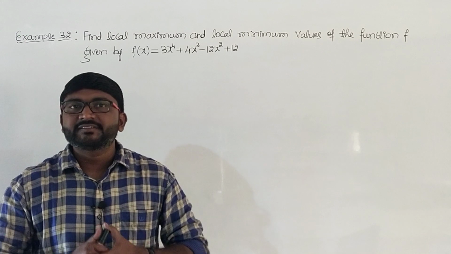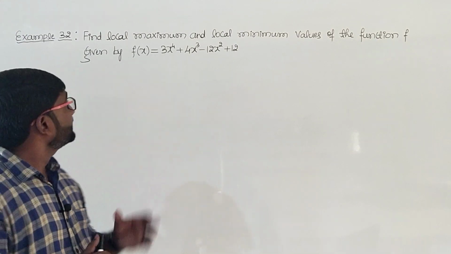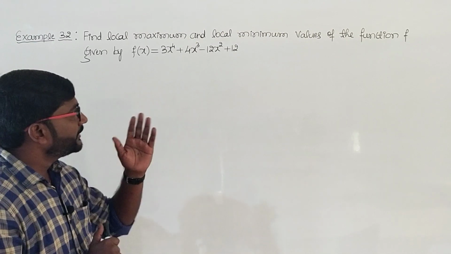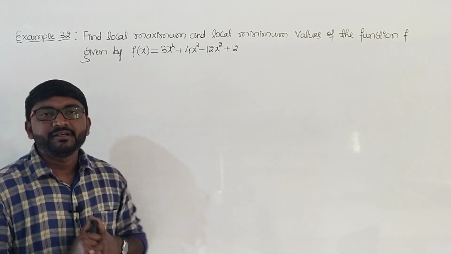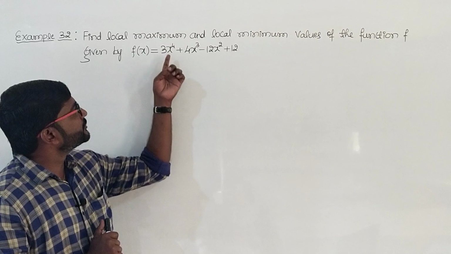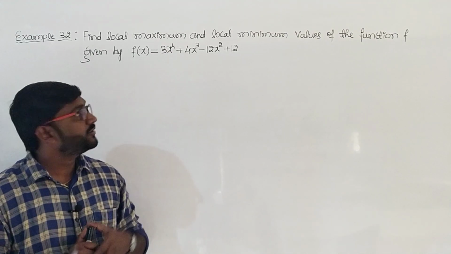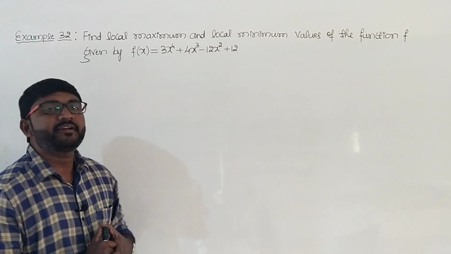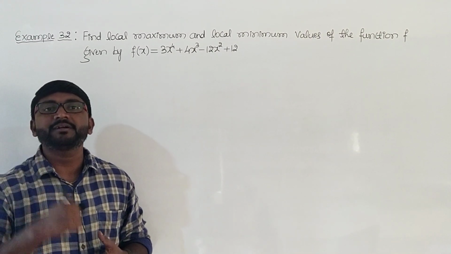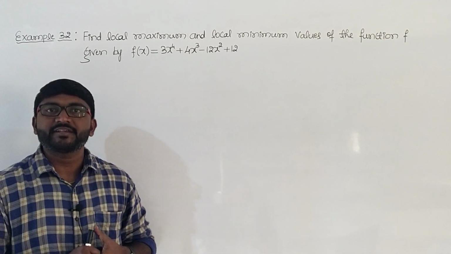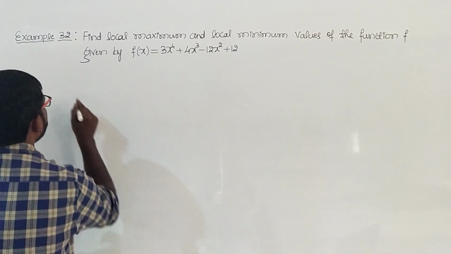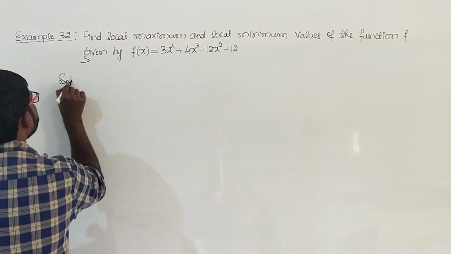The example 32 is on second derivative test. See here, find local maximum and local minimum values of the function f given by f of x equal to 3 into x to the power 4 plus 4x cube minus 12x square plus 12. So here we will have to go for f dash of x and f double dash of x. Equate f dash of x with 0 to get the critical points. So here I'll write the given function.